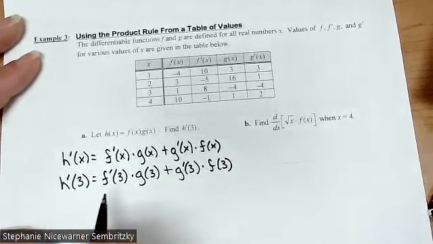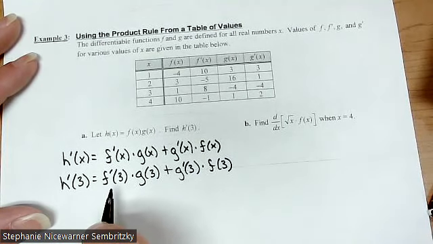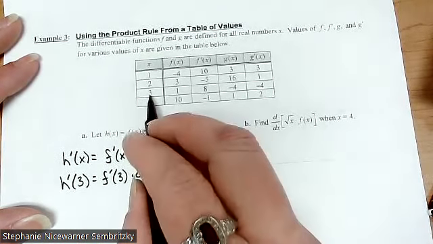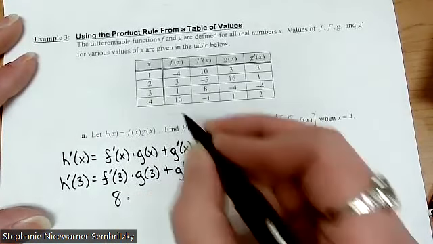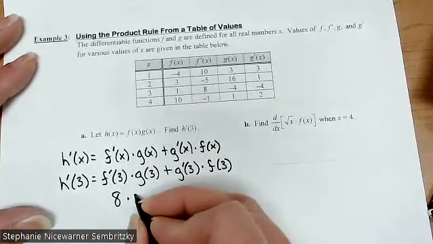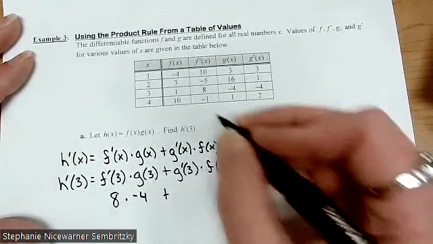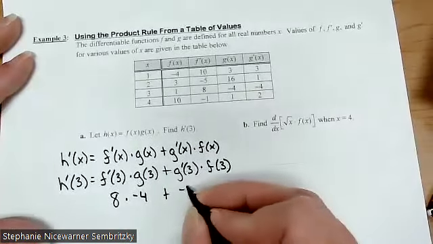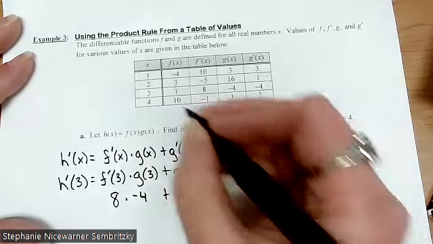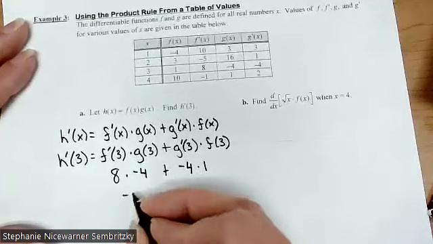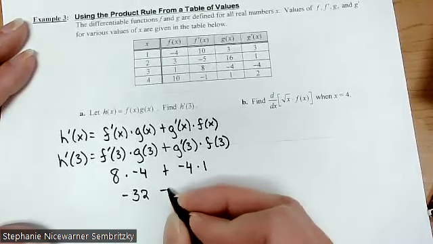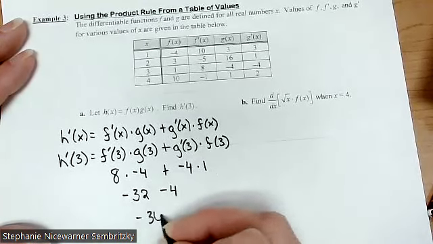So all I'm really doing is looking at the table and finding f prime of 3. So here's 3. There's the f prime column. That's an 8. G of 3 is -4. G prime of 3 is -4. And f of 3 is 1. So that'd be -32 minus 4, -36.